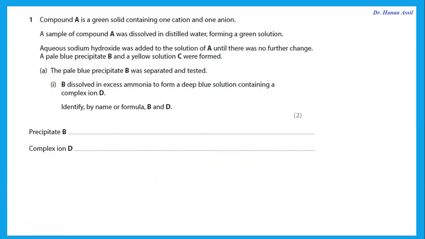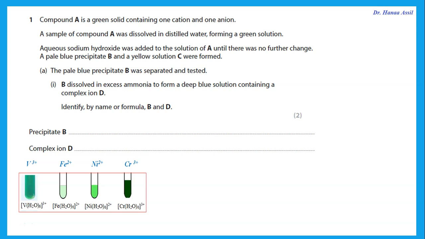The first question says compound A is a green solid containing one cation and one anion. As a beginning, we should know that several transition metal ions could give a green color, and also we could have a mixture of something that's blue and something that's yellow that would give a green color.